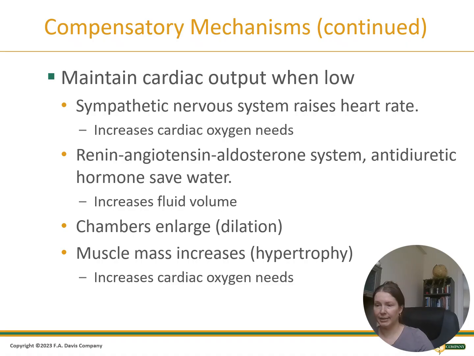Our renin-angiotensin-aldosterone system and our antidiuretic hormone are going to work to save water. So by doing that, we are causing sodium and fluid to be retained. So this will increase our blood volume, but it's also going to increase the preload on the heart. So it'll initially help to improve our circulation, but we know that that extra fluid volume is going to eventually increase the workload on our heart and lead to things like pulmonary congestion and then our peripheral edema.